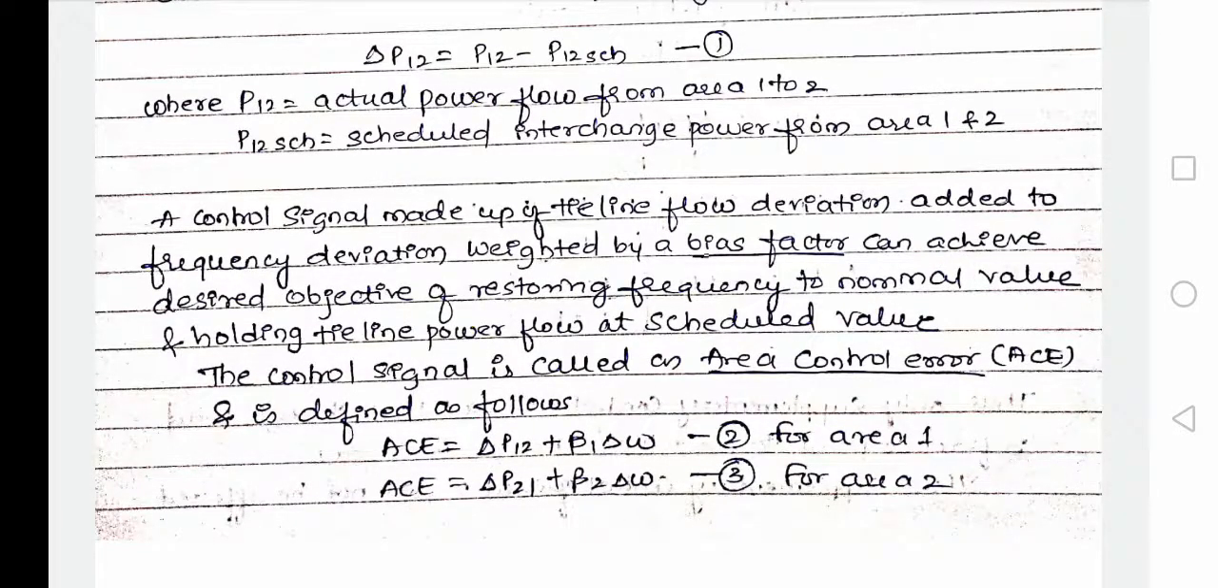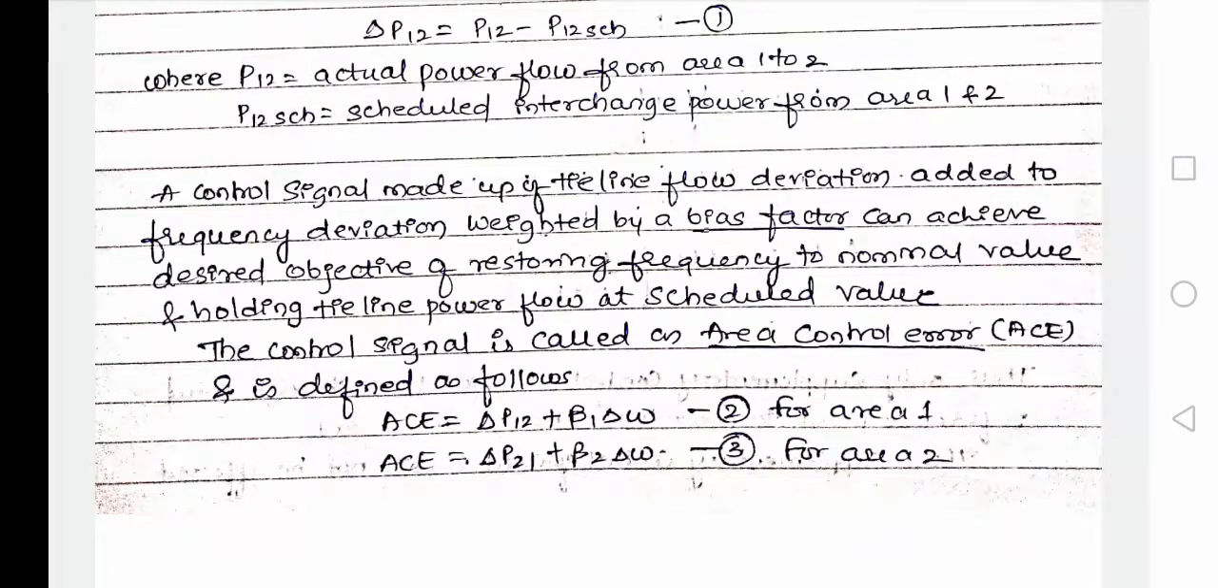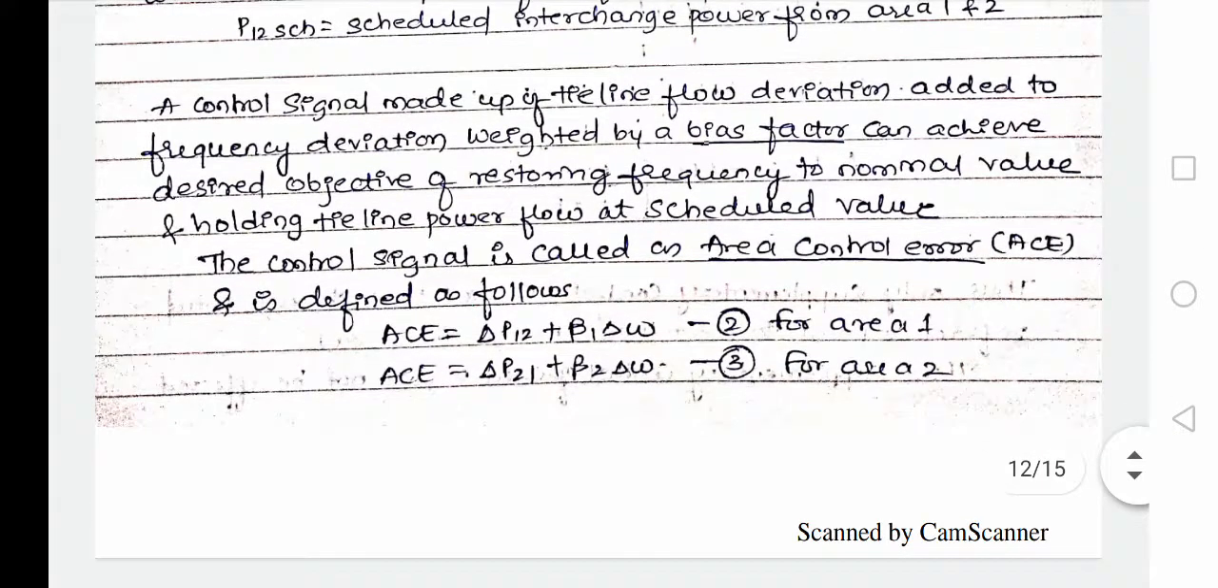And in the next step, a control signal is made up of tie line flow deviations which are added to the weighted frequency deviations by a factor known as the bias factor, and it can achieve the desired objective of restoring the frequency to a normal value and holding the tie line power flow at scheduled values. That is, it will restore the normal value and also hold the tie line power flow at scheduled values.